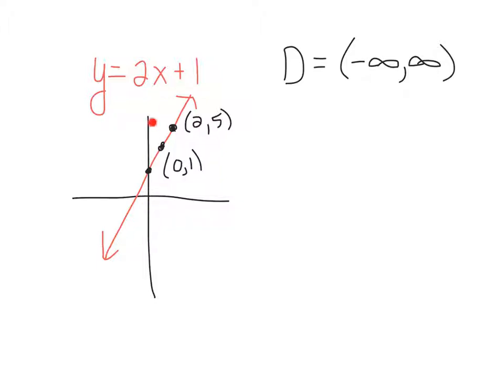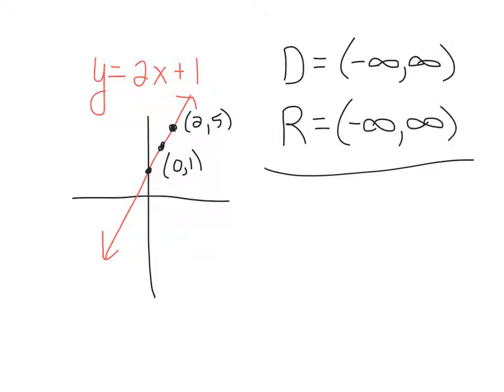Now, range is the y-coordinates, so we want to think about up and down. How low does this graph go? Well, notice the y-coordinates keep going down and down and down, and in fact, they keep going down to negative infinity. Now, in terms of going up, the y-coordinates keep going up and up and up. So in terms of going up, they're going to positive infinity. This is the domain and range in interval notation for that particular function.